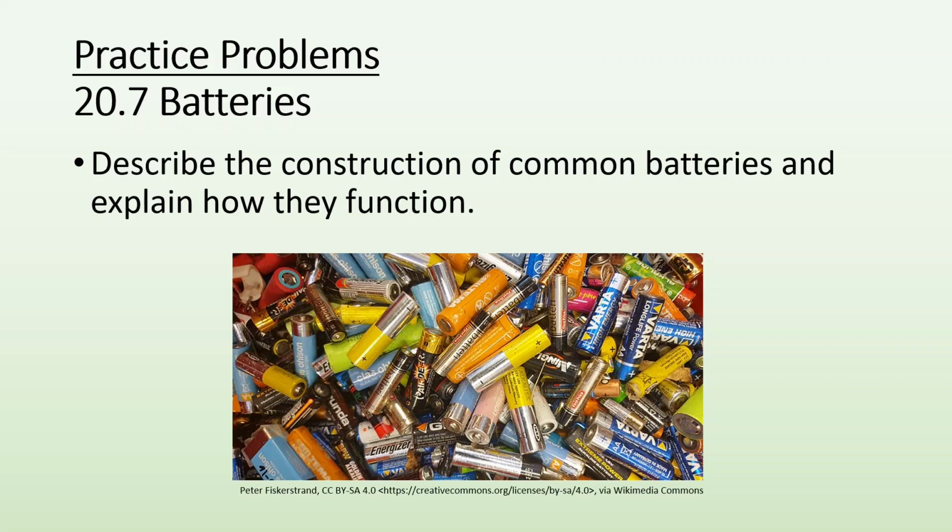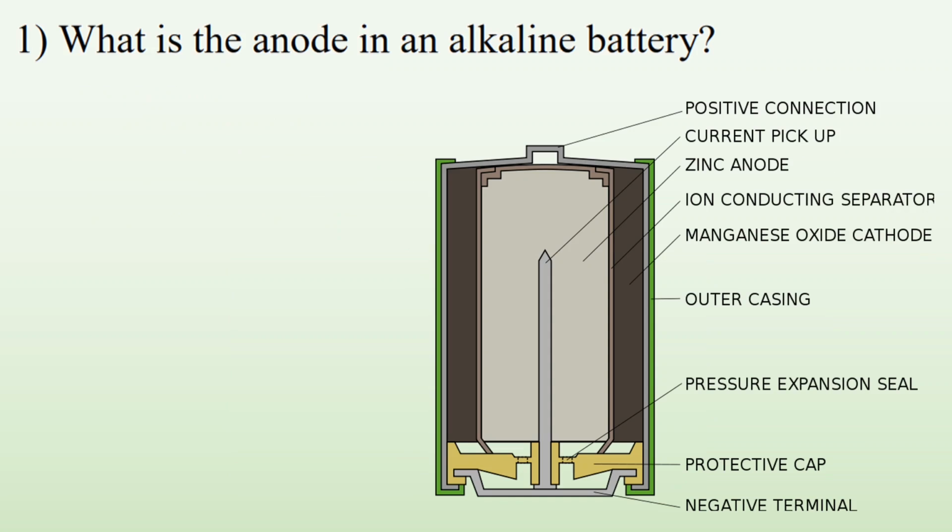Mr. Donahue here again. This time we're going to take a look at some practice problems about 20.7 batteries. Describe the construction of common batteries and explain how they function. First question, what is the anode in an alkaline battery? These are like the non-rechargeable batteries that you see everywhere. And the short answer is zinc.